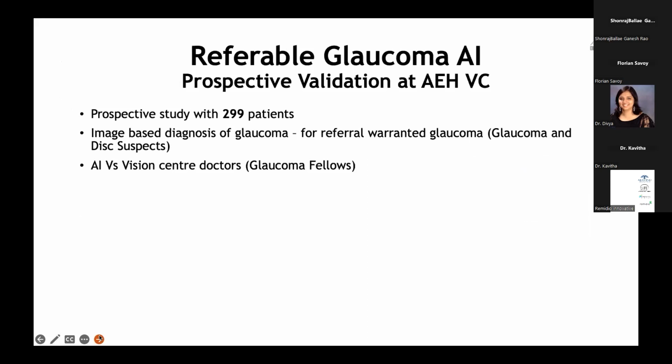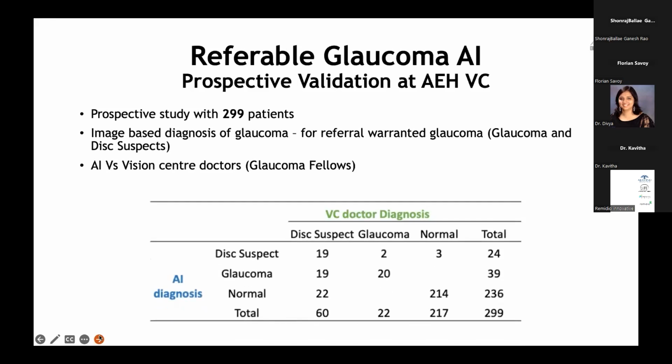So we did a prospective study. We included 299 patients, and this was only an image-based diagnosis for glaucoma, for referral-warranted glaucoma, which included both glaucoma and disc suspects. And the AI's output was compared with the vision center doctors. And these doctors were glaucoma fellows who have been trained for at least a minimum of 1 year in a glaucoma clinic.